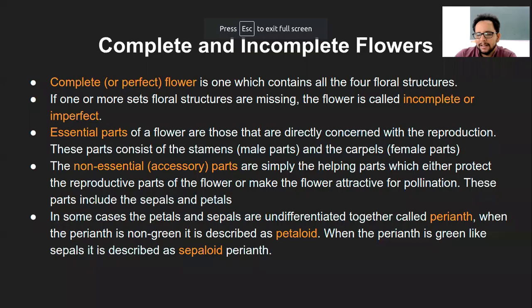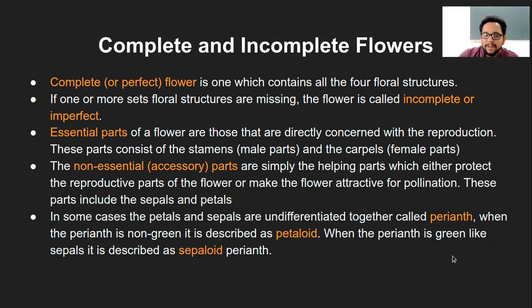So when the petals and sepals are fused, that is called perianth. You might find the terminology tepal mentioned somewhere, which is nothing but the same. And when the perianth is colorful, it is called petaloid, that is, it's like a petal. And when it is green, more like a sepal, it is called sepaloid perianth.